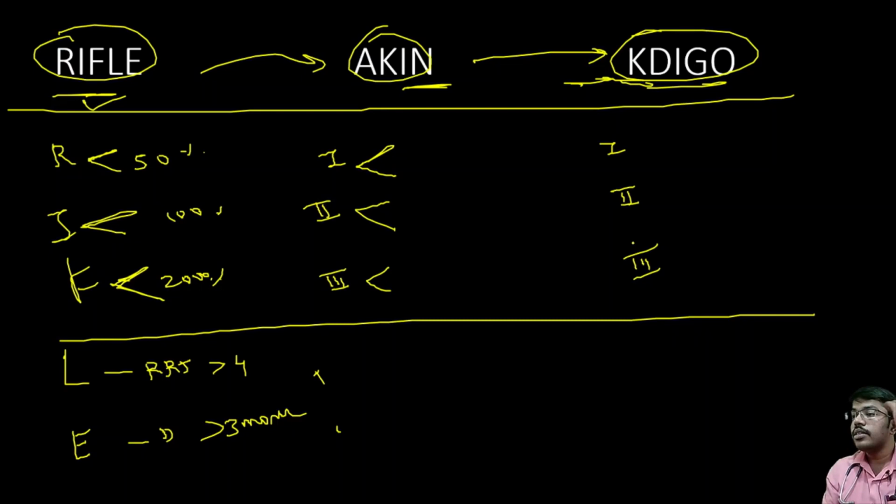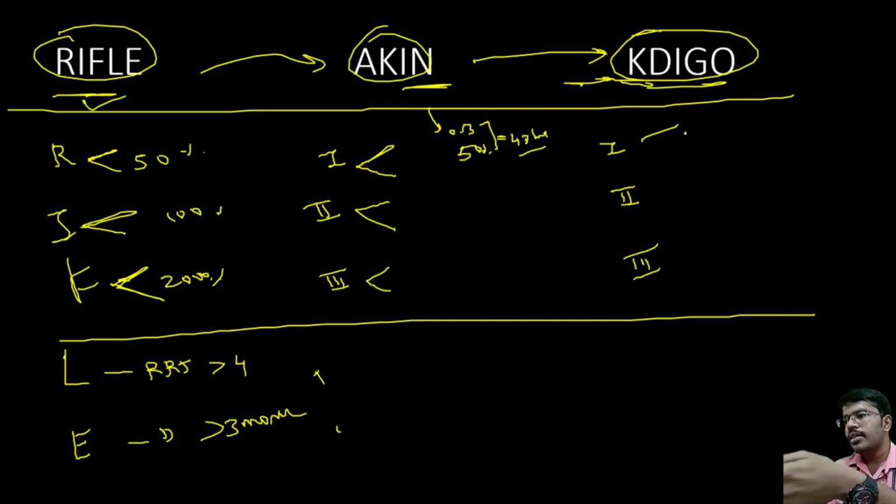One important difference I want to mention here between AKIN and KDIGO is that AKIN mentioned either a 0.3 milligram per deciliter rise in creatinine or a 50% rise from baseline, both within 48 hours. Whereas in KDIGO it is changed: either a 0.3 milligram rise over 48 hours, or 50% over 7 days. This is one difference between AKIN and KDIGO that at least a medicine resident should be aware of.